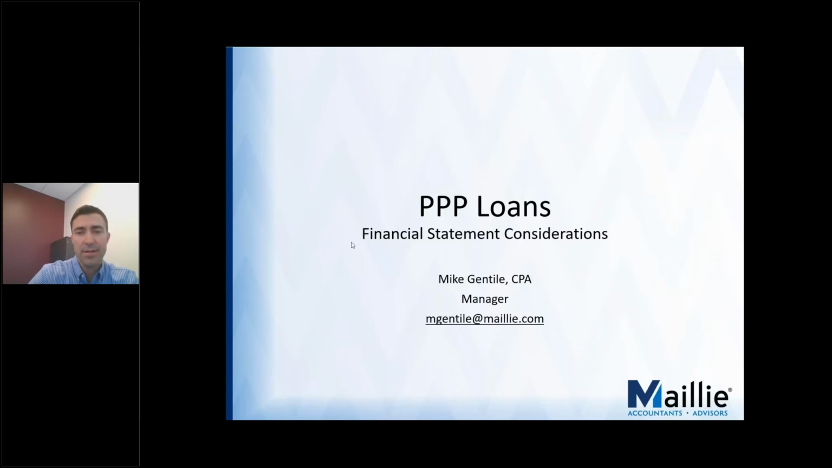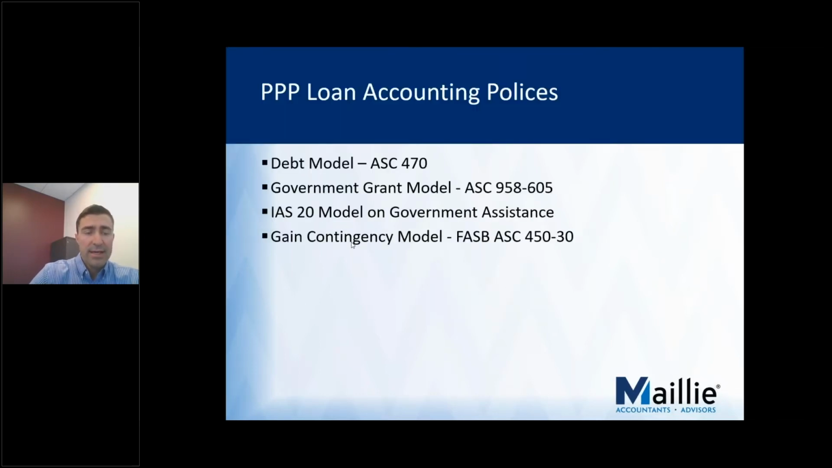I'm going to walk us through some of the financial statement considerations when accounting for PPP loans. The AICPA has released guidance that has identified 4 models that could potentially be used to account for PPP loans. We have the debt model, the government grant model, the IAS 20 model on government assistance, and the gain contingency model. Today I'm going to focus the discussion on the debt model and the government grant model, since we believe these will be the most commonly selected accounting policies.